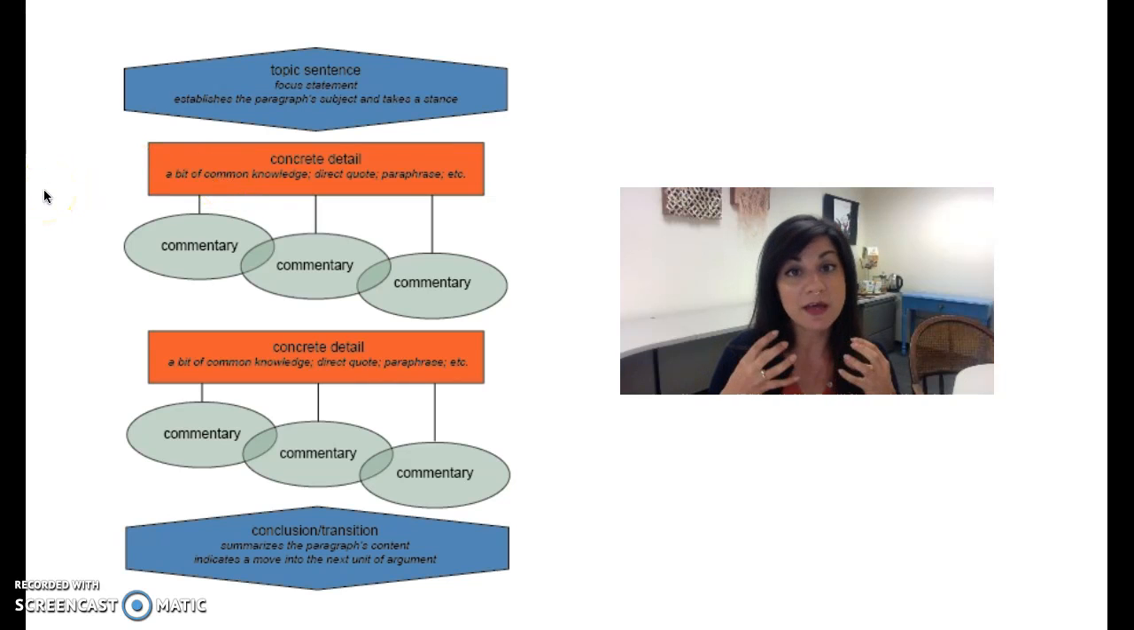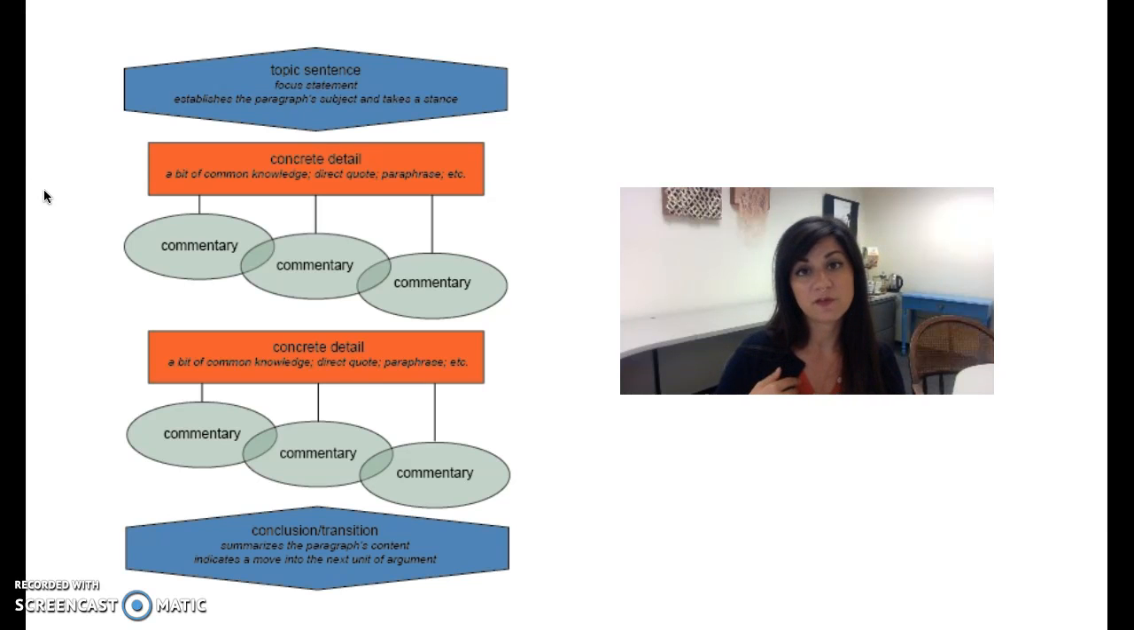Next, we have what we call concrete details. Concrete details are the objective facts on which a paragraph's content and argument are based. These might be historical or scientific facts, or they might be a report of another author's argument. They could come in the form of a direct quote or a paraphrase from another written source. Every paragraph in a written argument should either include explicitly or make a reference to at least one element of concrete detail.